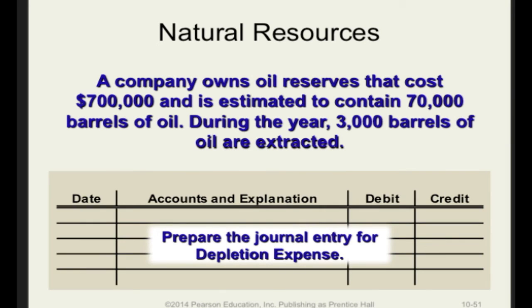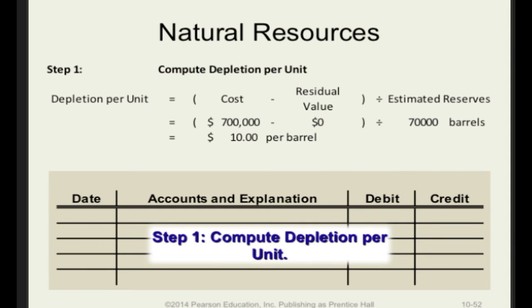A company acquires the rights to 70,000 estimated barrels of oil for $700,000. During the year, 3,000 barrels of oil are extracted from the reserves. The depletion per barrel is computed at $10 per barrel. This you see right here: cost of $700,000 minus residual value of 0, divided by the number of barrels, or number of units, 70,000, which is the estimated reserves. That gives us our $10 per barrel depletion per unit.